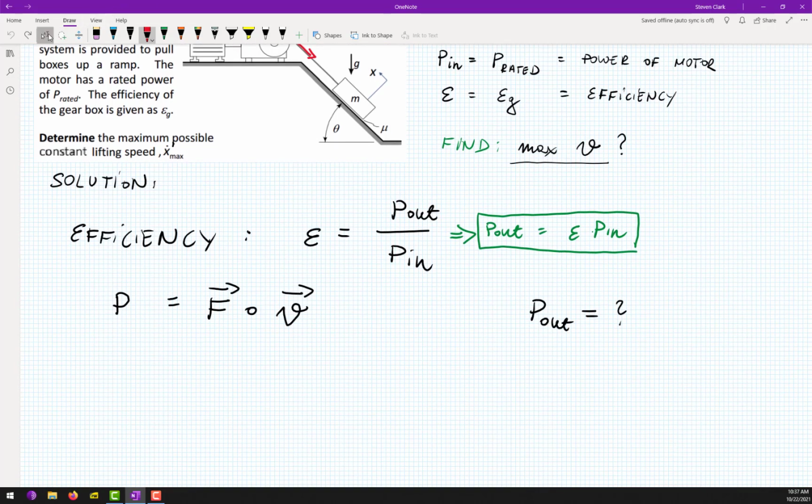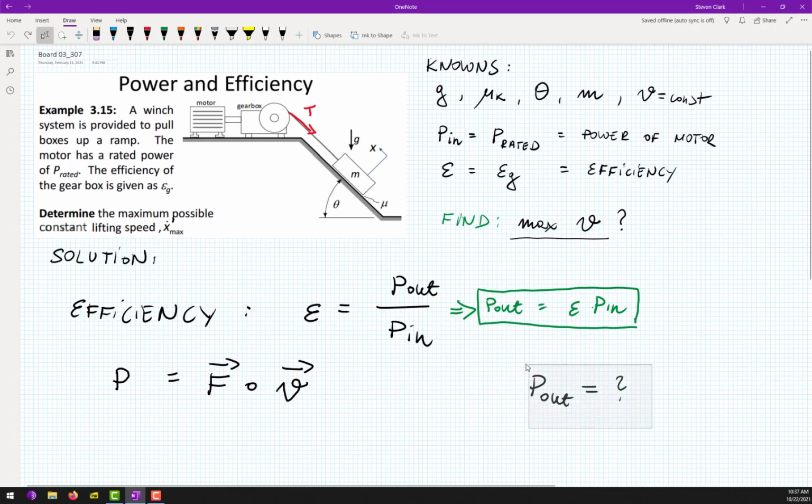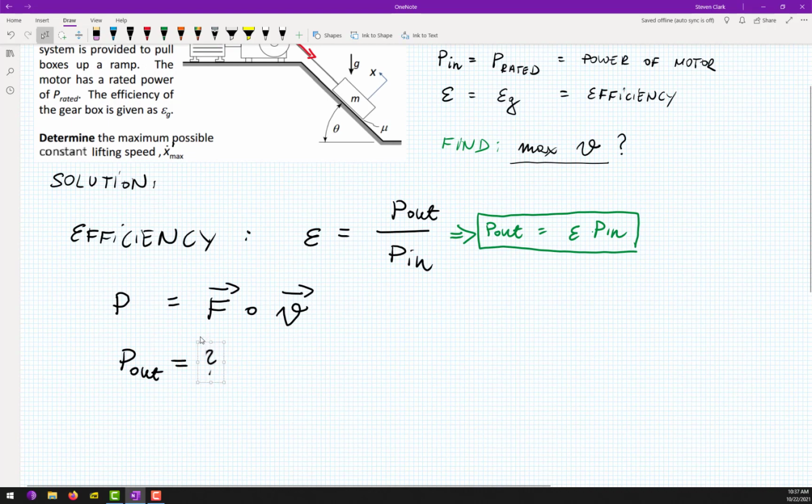So what would be P out? What would be P out, guys? First of all, this is our P. P out is equal to efficiency times P in, yeah? But it also can be expressed as some force times the velocity of our body. You're gonna tell me in a second what force. Okay, and I just would like you to tell me what I should put in here. And I will give you a hint, because I will just draw a free body diagram here. Okay, FBD.